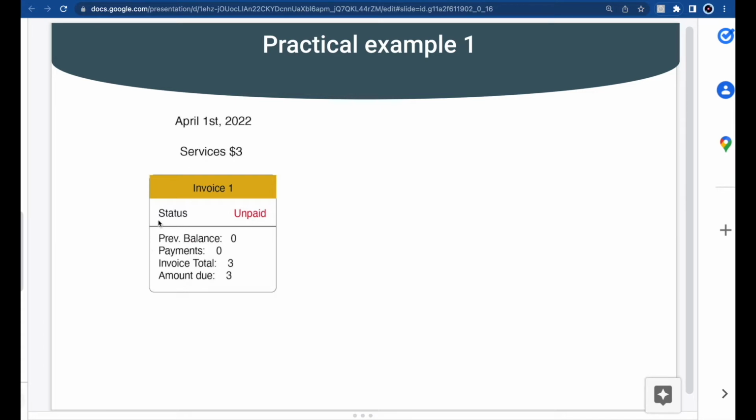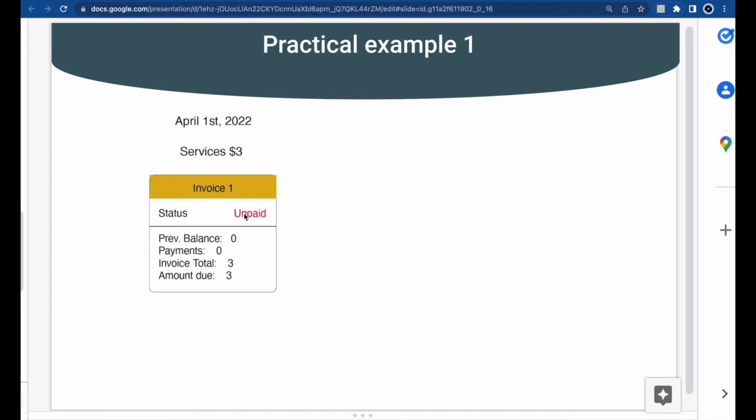Let's look at different parameters of this invoice. This previous balance is 0 because it's our customer's first invoice. The customer didn't make any payments during the billing period, so no payments are shown in the invoice, and the invoice total will be $3, which corresponds to the amount of the services used. The amount due is the sum of the previous balance and invoice total minus payments. It is going to be $3 in this case.